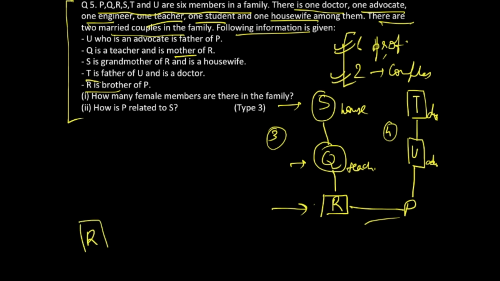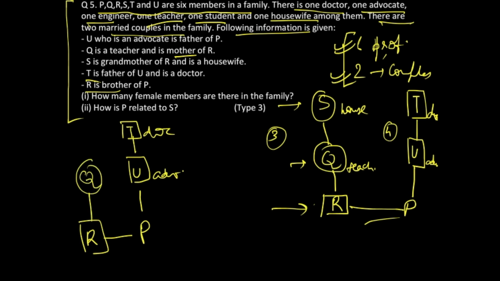In the last generation we will write R, who is a sibling of P. P has U as the father, who is an advocate, and then there's father of U, that is T, who happens to be a doctor. And on this side you are getting the information that mother of R is Q and she is a teacher and the grandmother of R happens to be a housewife and her name is S, right? So we have our 4 professions complete over here.